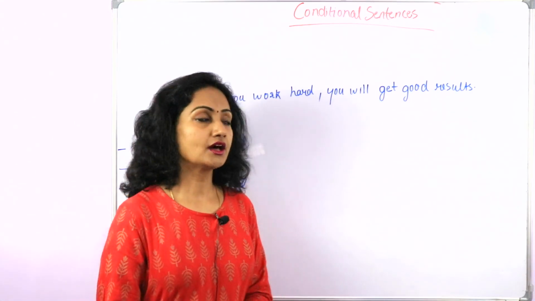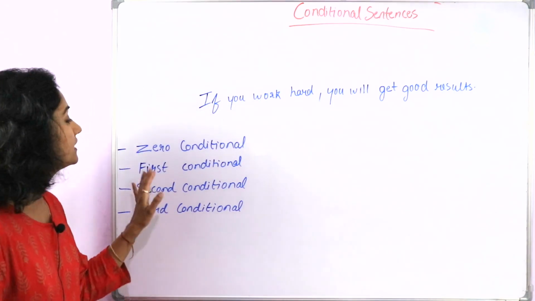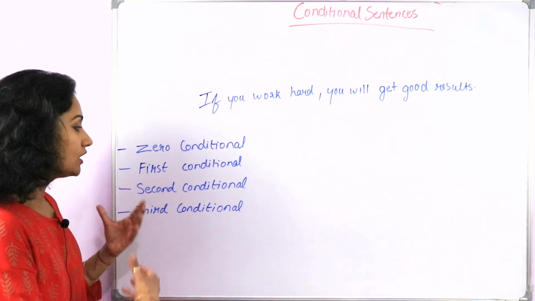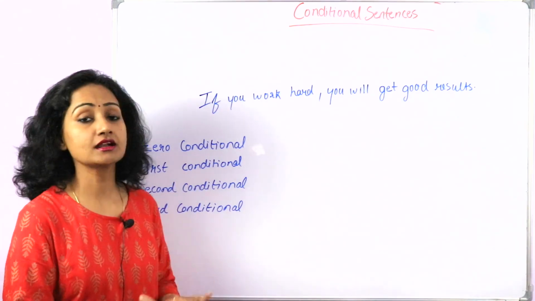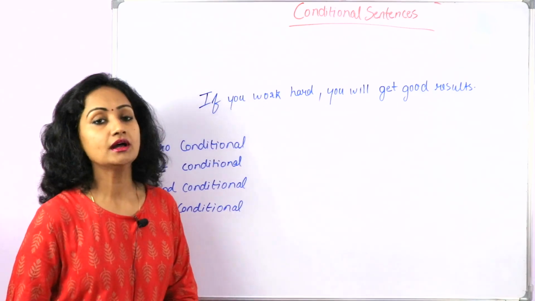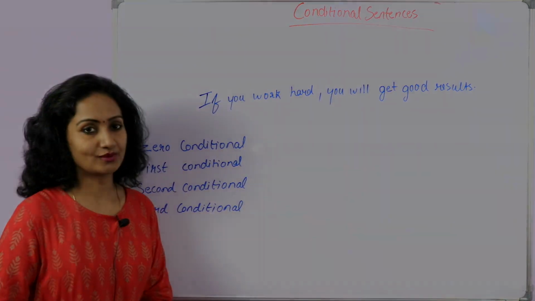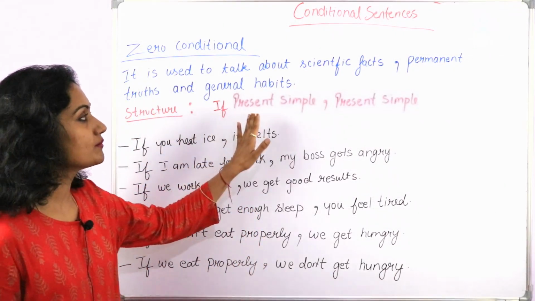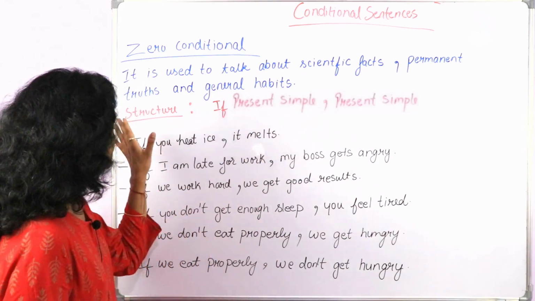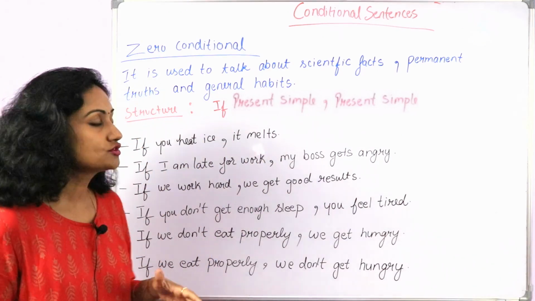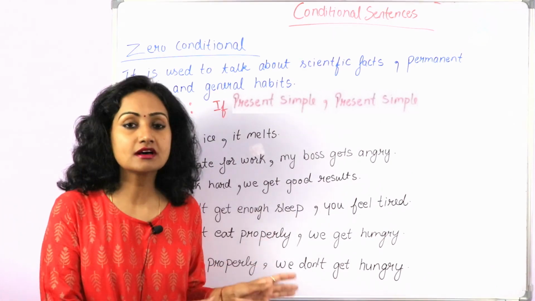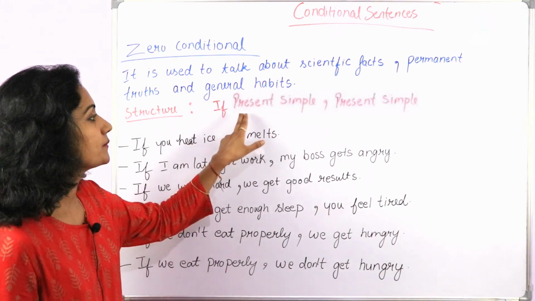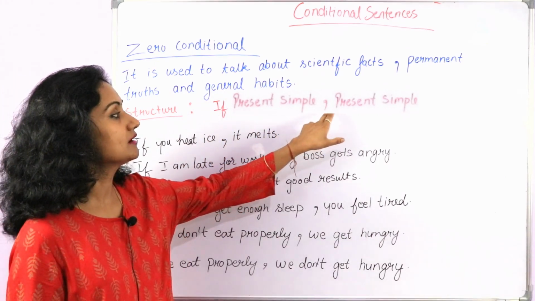This is the structure. Now there are four types of conditional sentences: zero conditional, first conditional, second conditional, and third conditional. I will explain these conditional sentences one by one to you, so that you understand them in a better way. First is zero conditional. Zero conditional is used to talk about scientific facts, permanent truths, and general habits. So general things we talk about, and the result in zero conditional is always true. So the structure is if, then present simple, then comma, present simple.